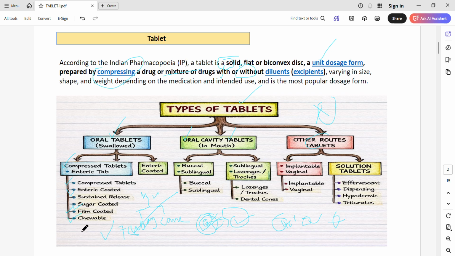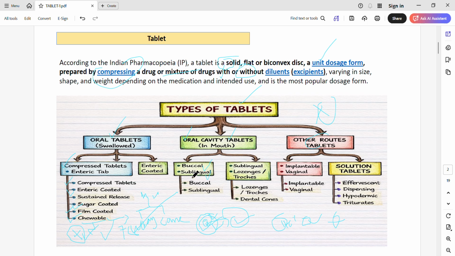Next we come to the chewable tablet. In a chewable tablet, it is put in our mouth and chewed, and one thing we have to know is that in a chewable tablet there is no disintegrant used. Next we go to the oral cavity tablets, which are put in our mouth, namely buccal and sublingual.